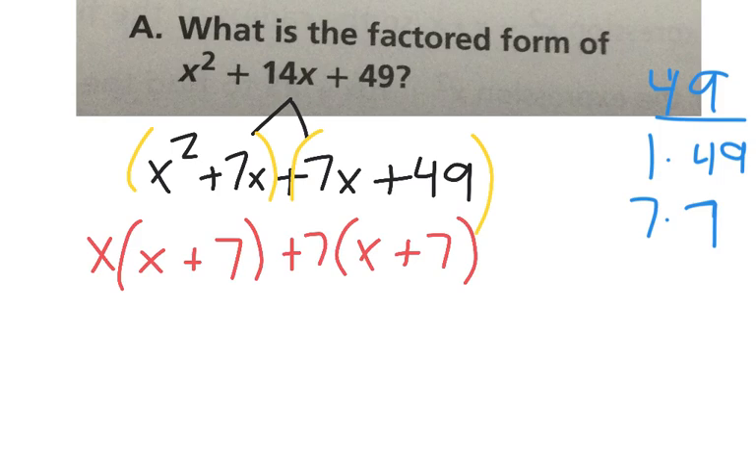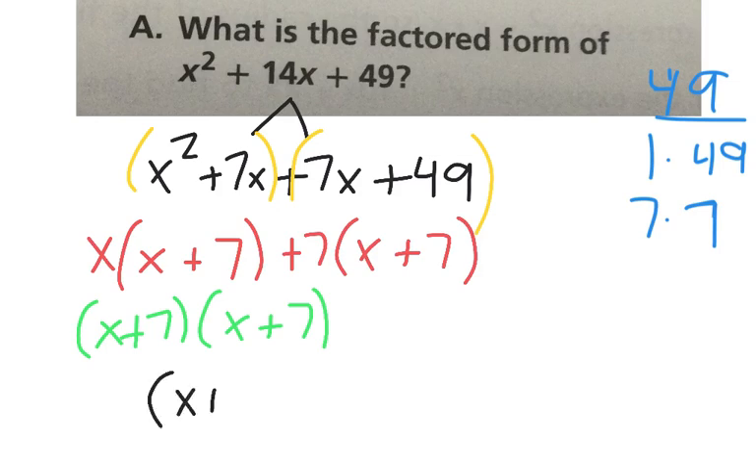So this factors to be what's in front of the parentheses, x plus 7. What's the matching parentheses? x plus 7. This factored to be x plus 7 times x plus 7. So we can write this a little differently. If I'm multiplying x plus 7 times x plus 7, we can write that as x plus 7 squared.